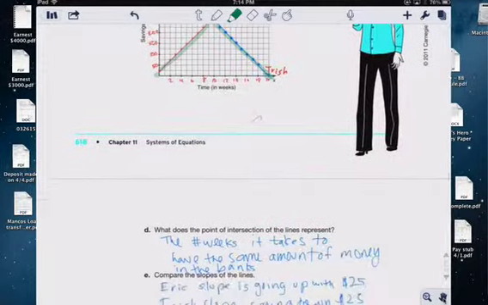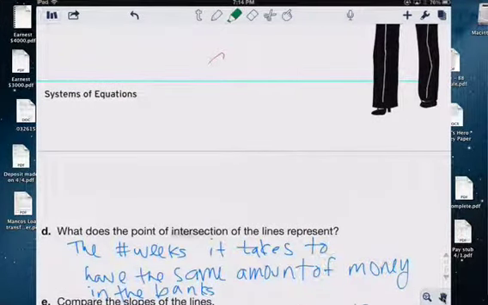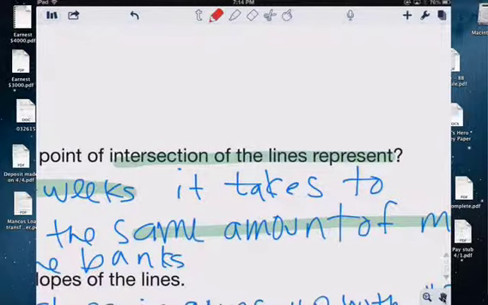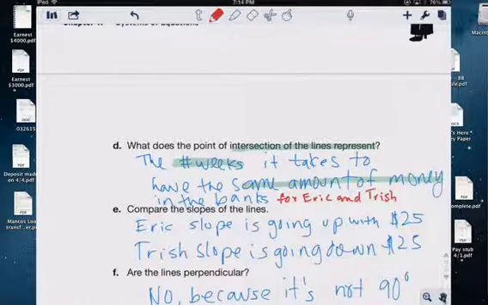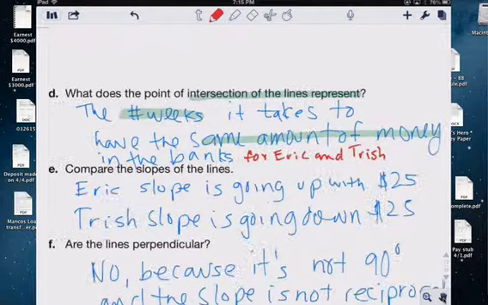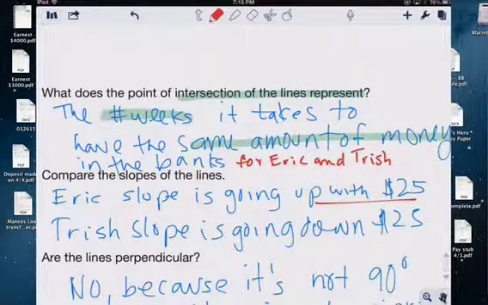So his savings account keeps going up. What does the point of intersection represent? It represents the number of weeks it takes to have the same amount of money in the bank for Eric and Trish, his sister. Compare the slopes. Eric's slope is going up $25 for each week. Trish's slope is going down $25 for each week.